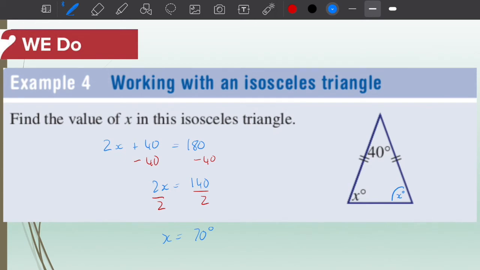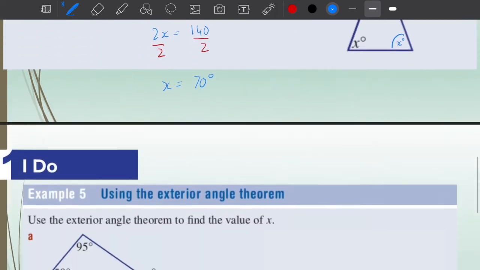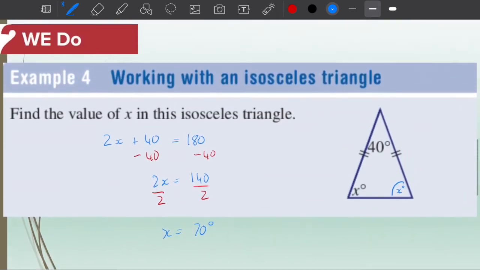This is a fairly common type of question to get in this unit. We make an equation that has 2x or some number of x's. If you struggle with solving equations like this, just let your class teacher know when you come to one of these questions, and they'll be able to help you remember exactly what to do with equations. Okay, so that's angle sum of a triangle.